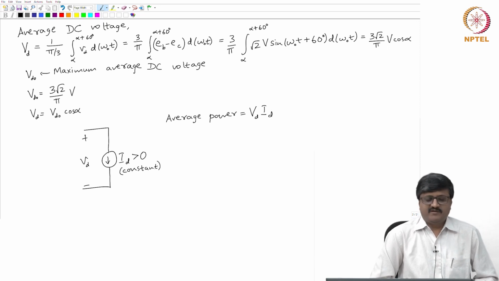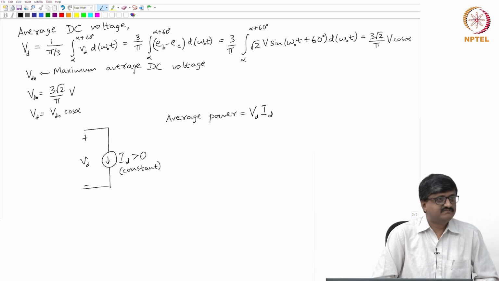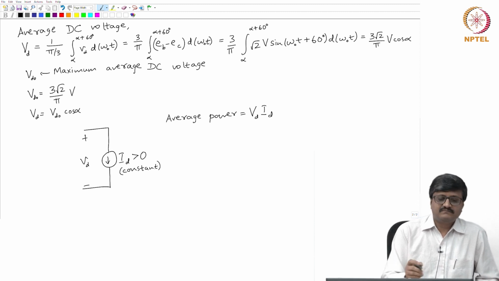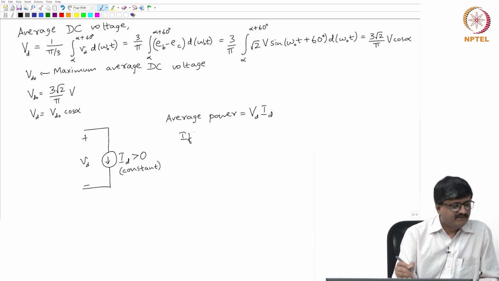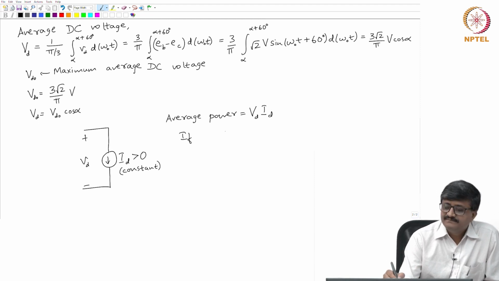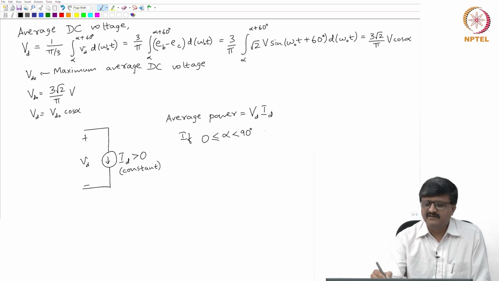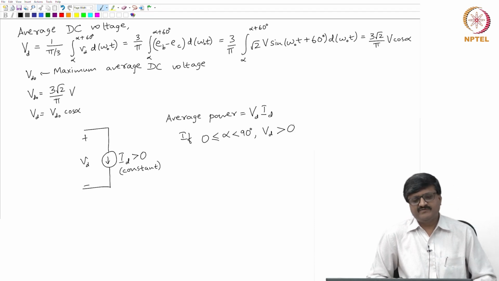So, if average power has to be positive, then what should be the value of alpha? So, if alpha is greater than or equal to 0 and less than 90 degrees, then VD is positive. Yeah, there are 2 VDs, one should be careful.